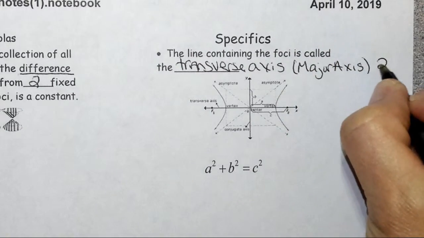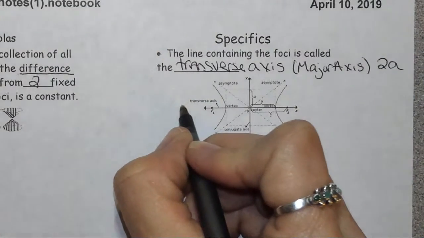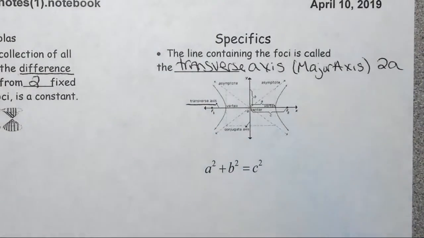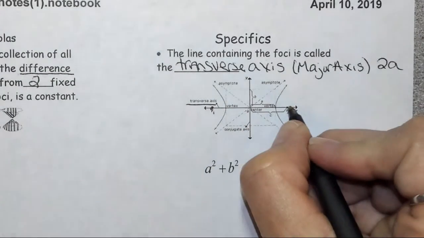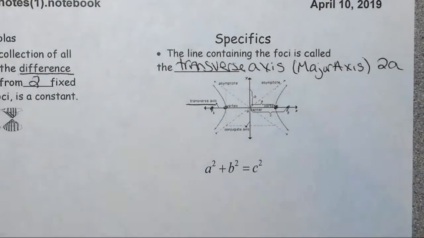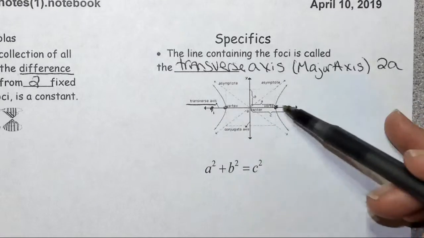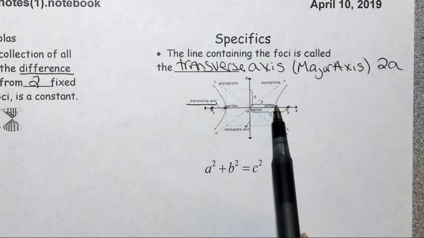So the equation is the same, 2 times a. You'll notice it's right here in the picture, transverse axis. So the transverse axis is going to have your foci on it, and it's also going to have your vertices on it. So if I ask you how long the transverse axis is, it's going to be from vertex to vertex. Okay?